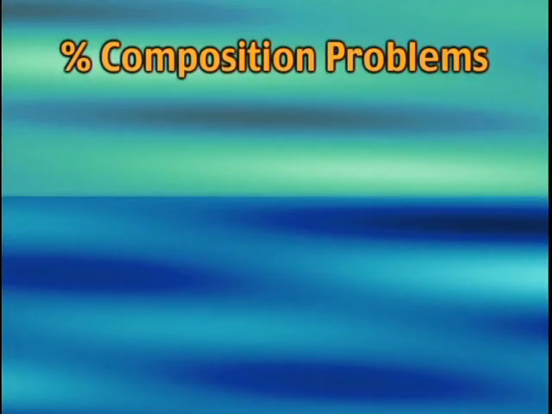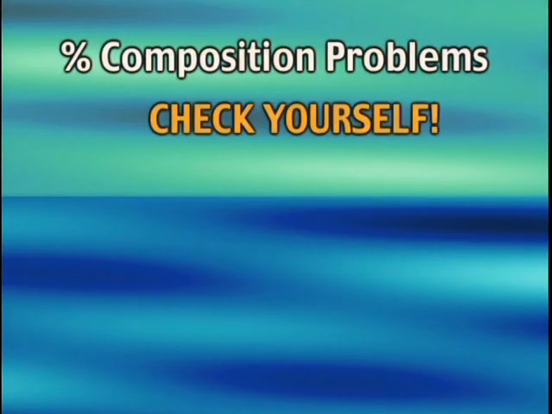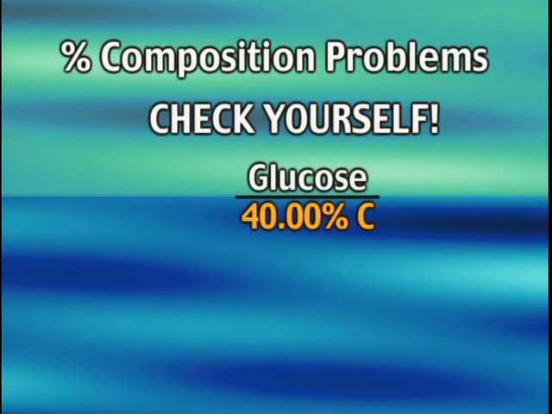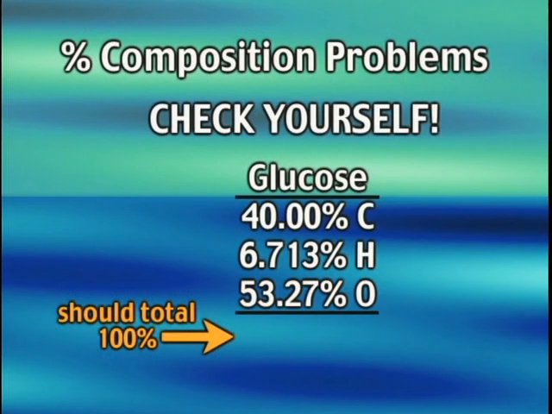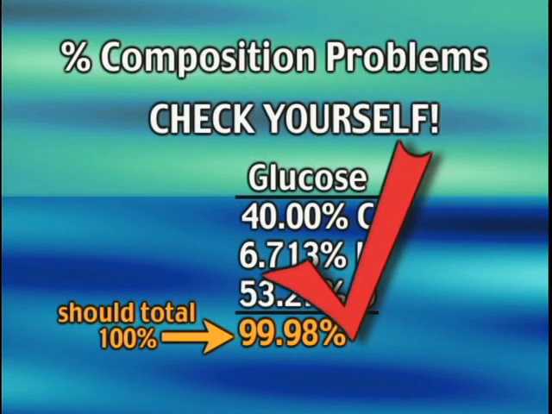The great thing about percent composition problems is that it's easy to check yourself once you think you've found the answer. We just figured out that glucose is 40.00% carbon, 6.713% hydrogen, and 53.27% oxygen. So, theoretically, all of our percents should total 100%. If we add 40.00, 6.713, and 53.27, we get 99.98, which is pretty darn close to 100. So, we got it right.